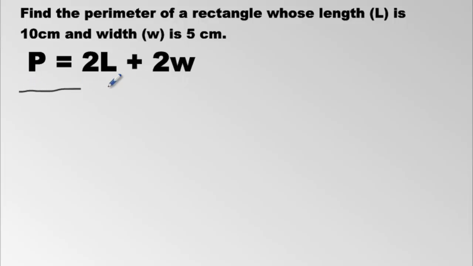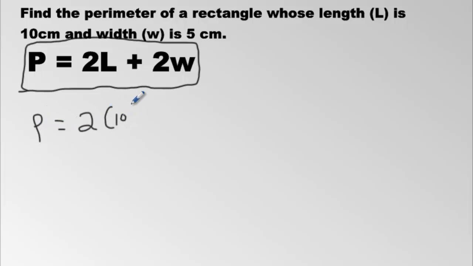Now we have the perimeter equation. This is the equation to find perimeter. And it says that we need to substitute. The rectangle has a length, which is L, of 10 centimeters. The length is 10. Could we not substitute that in? We're going to put P equals 2 times 10 plus 2 times what's W's value? 5. So we're going to put 5 here.